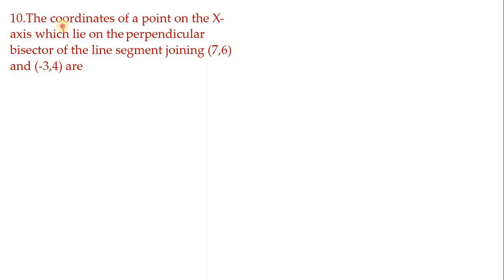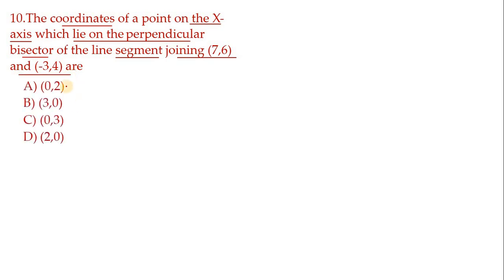Move on to the next one. The coordinates of a point on the x-axis which lies on the perpendicular bisector of the line segment joining 7, 6 and minus 3, 4 are: 0, 2; 3, 0; 0, 3; 2, 0. Children, understanding is very important in this problem. See, what they are saying is the coordinates of the point on the x-axis which lies on the perpendicular bisector of the line segment joining 7, 6 and minus 3, 4.